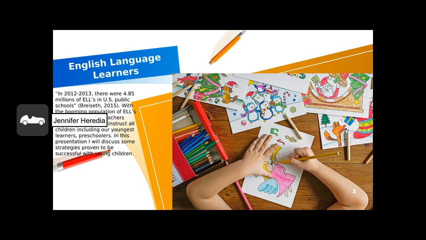English language learners. In 2012-2013, there were 4.85 million ELs in U.S. public schools. With the booming population of ELLs in U.S. classrooms, teachers must be prepared to instruct all children, including our youngest learners, preschoolers. In this presentation, I will discuss some strategies proven to be successful with young children.